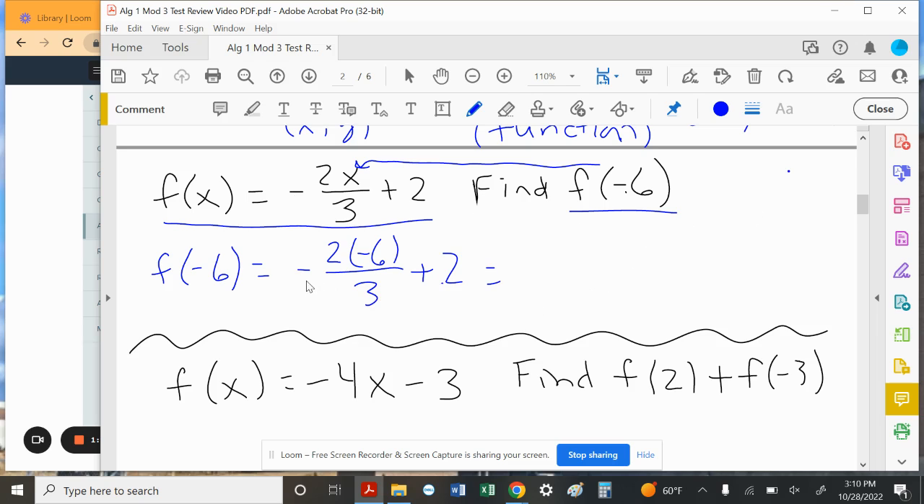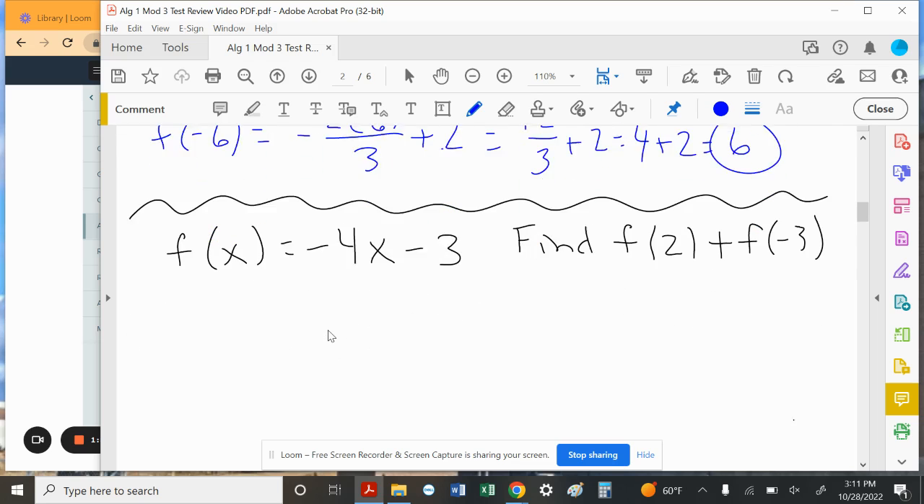So I have this negative on the outside, so I'm going to bring it up to the top. I can either bring it to the top or bring it to the bottom. I always prefer to bring it to the top. So that's negative 2 times negative 6. That would be positive 12 over 3 plus 2. 12 divided by 3 is 4, plus 2. And then we have a 6. So f of negative 6 equals 6.